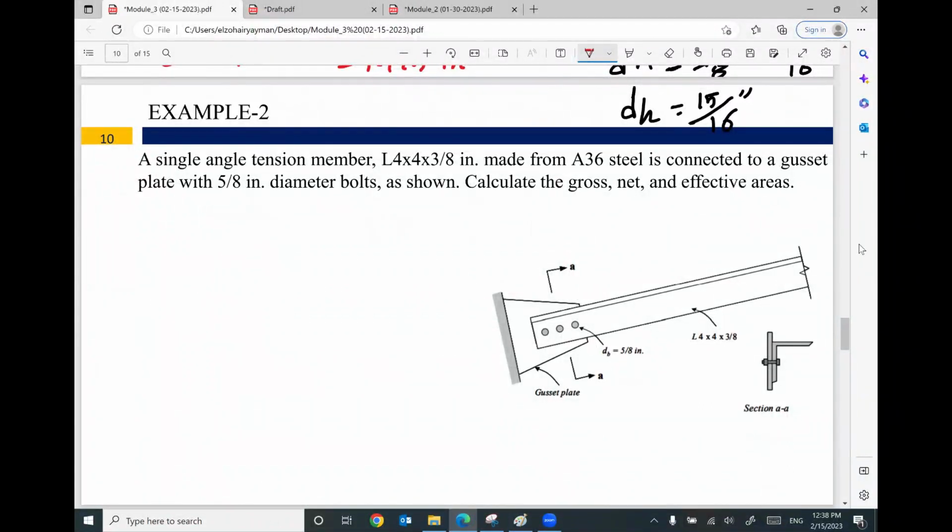We have another example. We need to calculate the area gross, area net, and the area effective for this member.